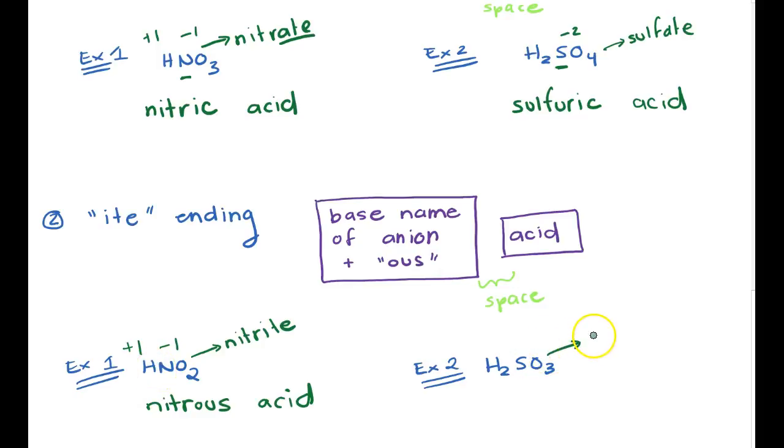Similarly, we have sulfite. We said our base is going to be sulfur when we have that element involved in our acid. And our ending now is going to be ous. We have a space and acid, so sulfurous acid.